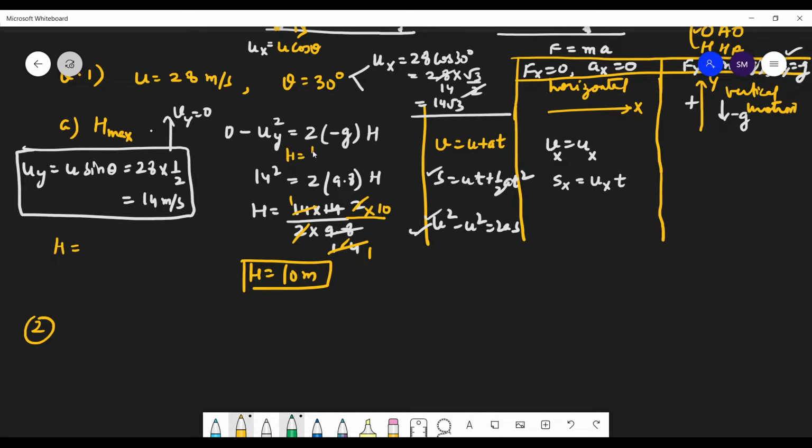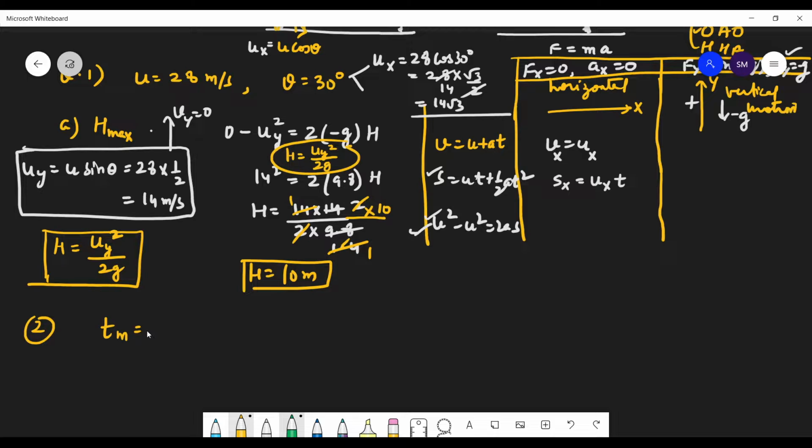So H is equal to Uy square by 2g, isn't it? So vertical velocity squared divided by 2g. That's the formula for the maximum height. Next is the time taken by the ball to come to the ground. So what is the time taken to reach the maximum height first? So T maximum, T to reach the maximum height.